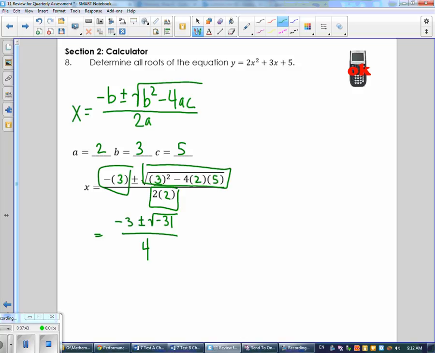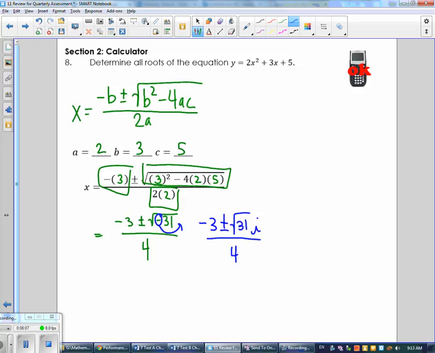So when you're thinking about simplifying this, the only thing I can really do is pull that negative out of my square root. And so it's going to end up being negative 3 plus or minus. Now, the square root of 31, that is not a perfect square. And so I'm just going to leave it as the square root of 31. But my i comes out now. And all of that is over 4.